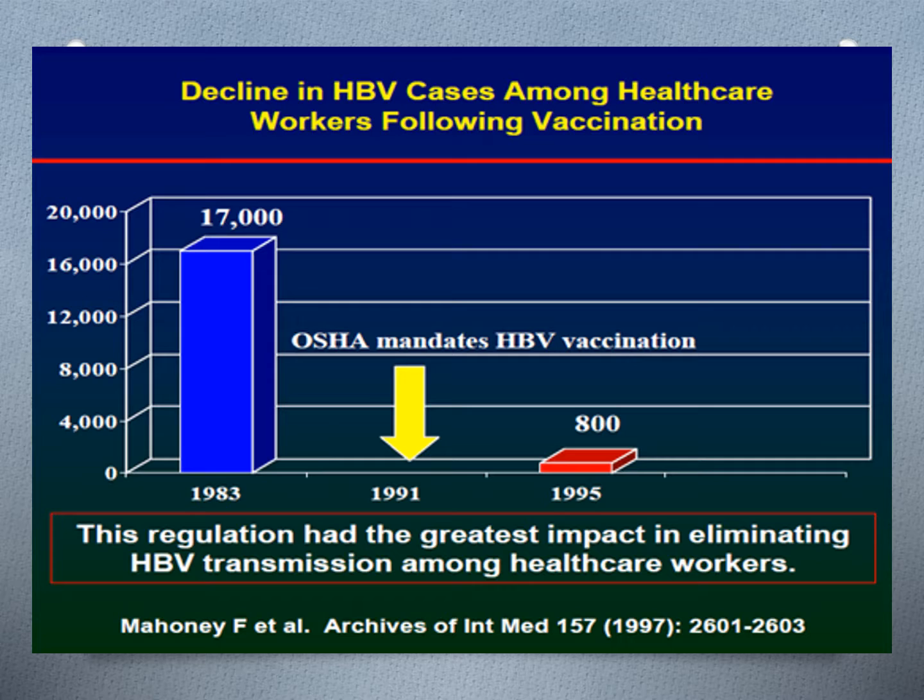As you can see in the graph, before the OSHA mandate, the number of hepatitis B cases among healthcare workers were around 17,000, whereas after the initiation of the vaccination for all healthcare workers, the number of hepatitis B cases among them reduced to 800. So there was more than 95% decline in the number of HBV cases among healthcare workers. This regulation had the greatest impact in eliminating HBV transmission among healthcare workers.